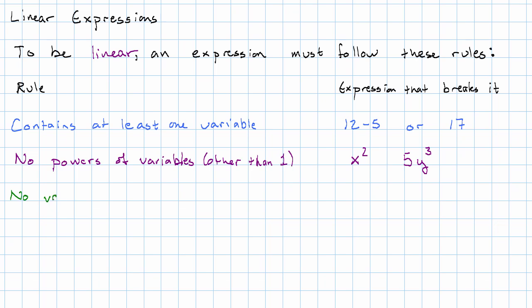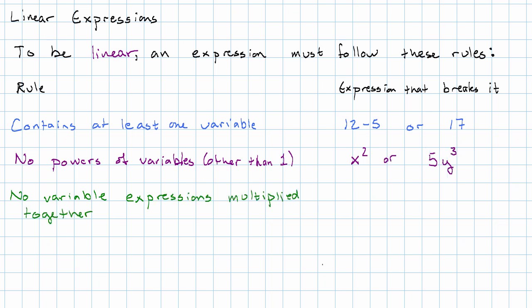The next rule is that a linear expression can't contain variable expressions multiplied together. So, for example, x times y, or 2x times x minus 7, would break that rule. Because x and y are multiplied together, those are variable expressions. 2x and x minus 7, those are variable expressions multiplied together.